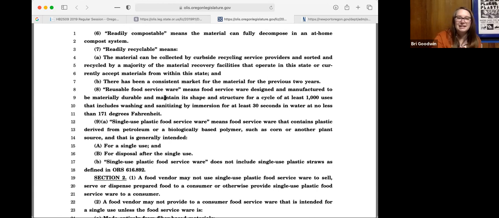And then when you look at this, reusable food service ware means food service ware designed and manufactured to be materially durable and maintain its shape and structure for a cycle of at least 1,000 uses that includes washing and sanitizing by immersion for at least 30 seconds in water at no less than 171 degrees Fahrenheit. Pretty explicit. That's definitely an example of trying to close the loopholes. Also requires knowing what it takes to sanitize something. But that's, again, kind of learning when people go for those loopholes, how we close them.